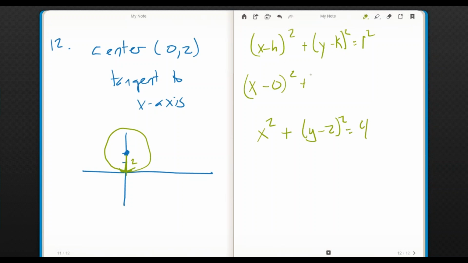And it doesn't matter if you left it in this format. That's okay too. Just don't forget to square the radius. The radius is 2. We know that because the center is a distance of 2 away from one of the outside edges, since it's tangent to the x-axis.